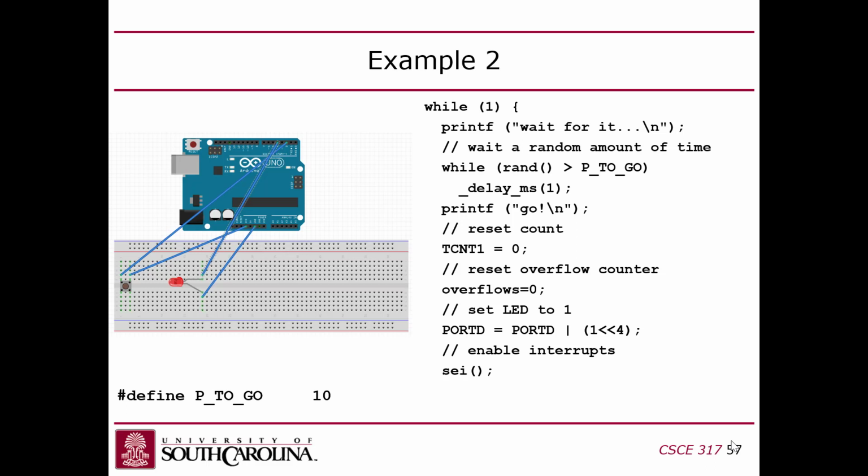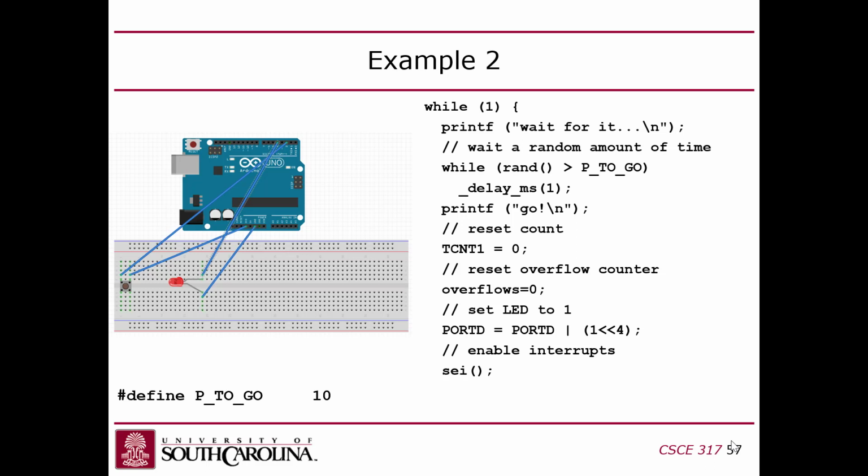And then the main program loop is super simple. It prints "wait for it." And then in order to make it wait a random amount of time, you just generate a random number with rand. This is a standard POSIX function, and it's part of the AVR lib. While the random number that you generate is greater than a constant, which I call probability to go, P to go, it'll just keep looping, and every time it loops, it'll delay for 1 millisecond. There's another built-in function, delay millisecond.